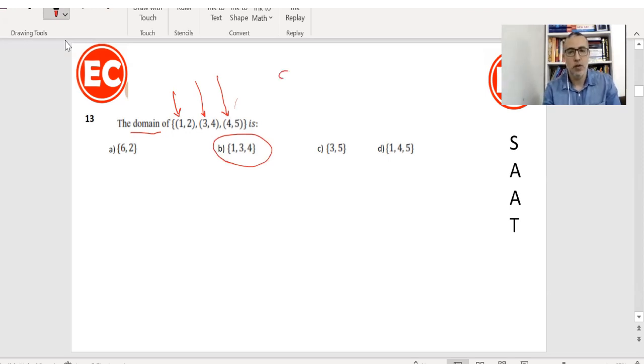And notice that we wrote the domain here with set brackets, not an interval, because I need only 1, 3, and 4, not all the numbers between 1 and 3 or 3 and 4.